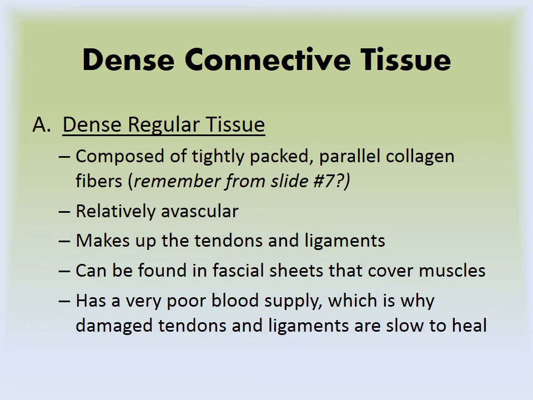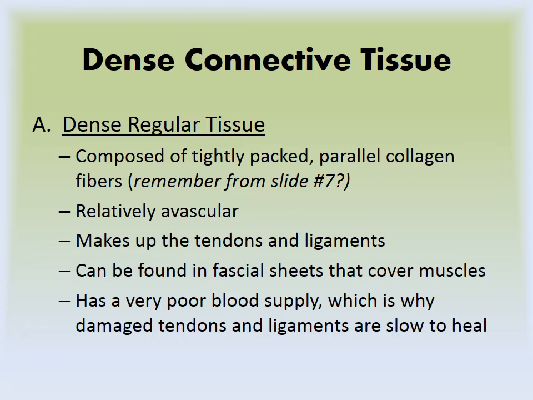So dense regular tissue is the first type of dense connective tissue that we're going to discuss. It's composed of tightly packed parallel collagen fibers. Again, I keep referring back to slide number 7, so you may have to scan back just to visualize what I'm talking about here. It's relatively avascular, which means that there's not that much vasculature going to those areas supplying blood.